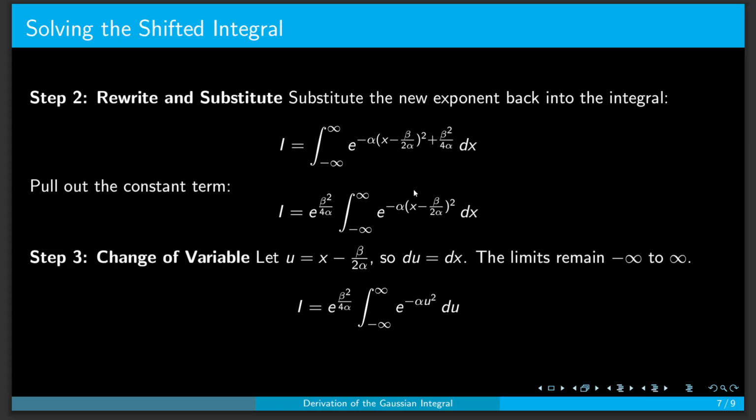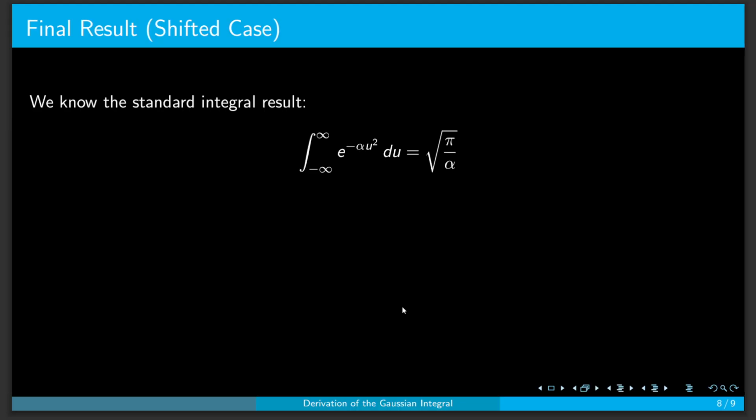Now, what we do over here, this bracket term x minus beta upon 2 alpha, we can replace with some other variable. So we change the variable. Let's say we choose u equals x minus beta upon 2 alpha. So du becomes equal to dx, and the limits remain minus infinity to infinity. We have this term. Now the same solution we have done earlier in the last question.